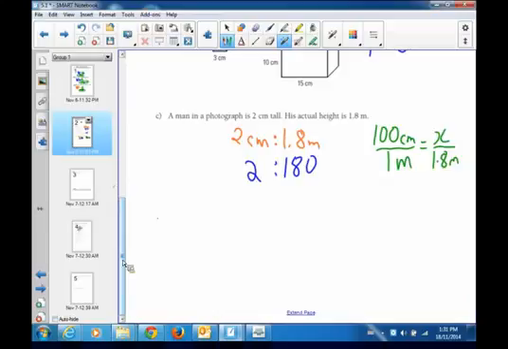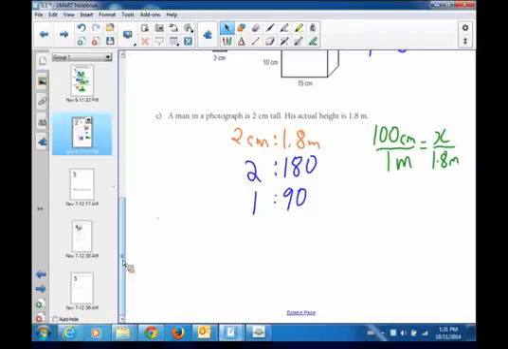Okay, the scale factor is 2 to 180. You can reduce that by half, right? Everything halved. It's a factor of 2. A 1 to 90 scale, right? Does that make sense? Because you will see on blueprints and stuff like this, the scale of these things sometimes.